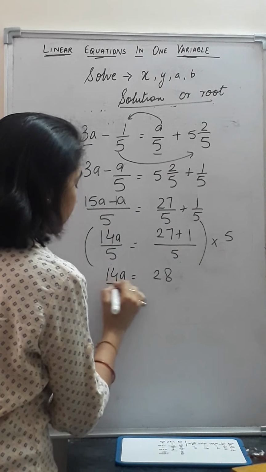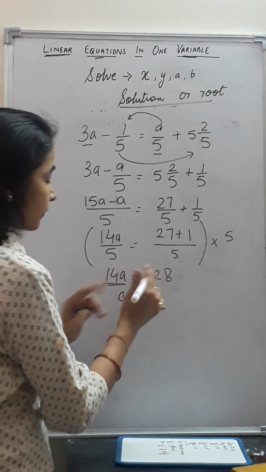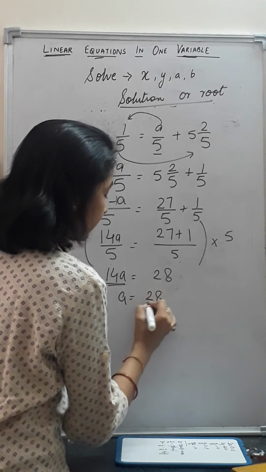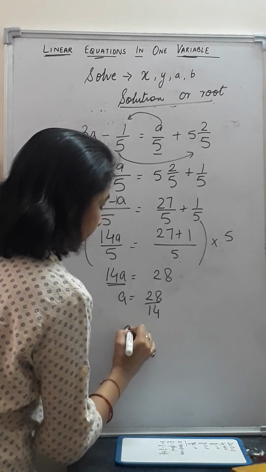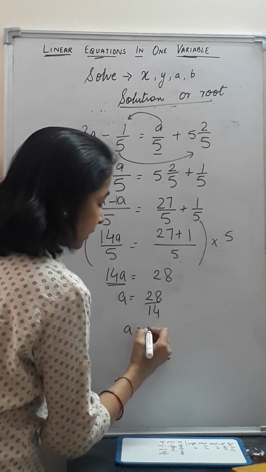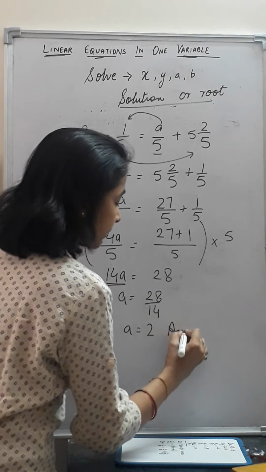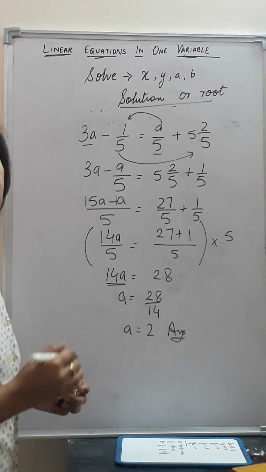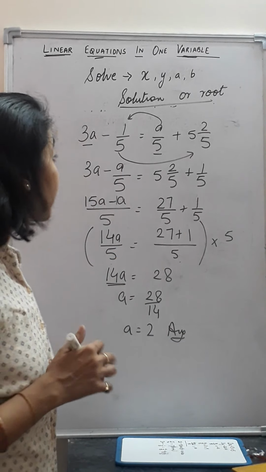Now a is equal to, this 14 is multiplied here, so if we divide on the other side, 28 upon 14. So a is equal to 28 upon 14, which gives us 2. That is the answer, or the solution of the equation. I hope you understood the topic very well.